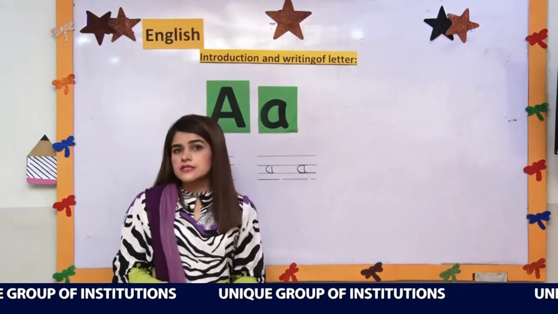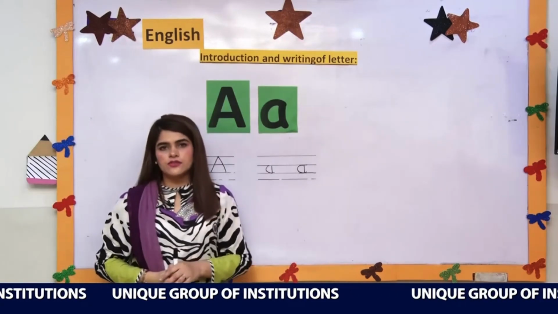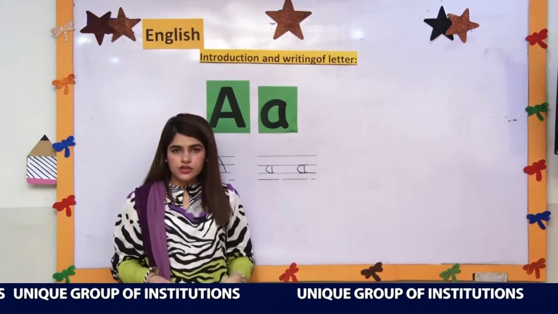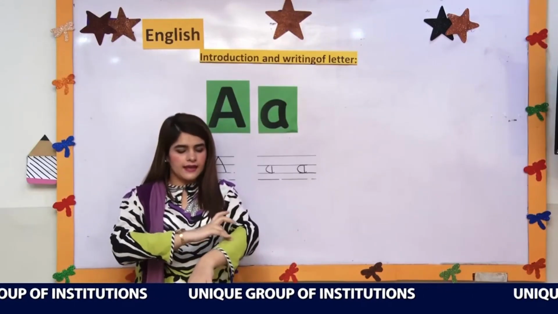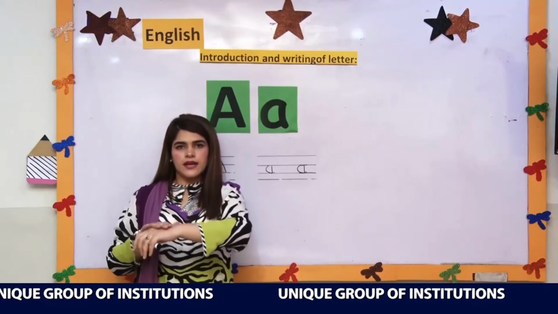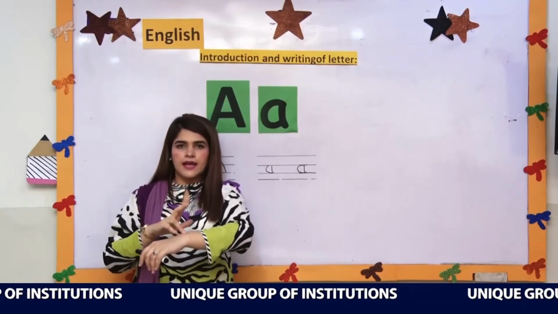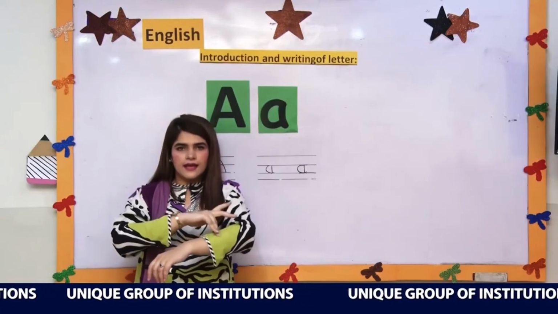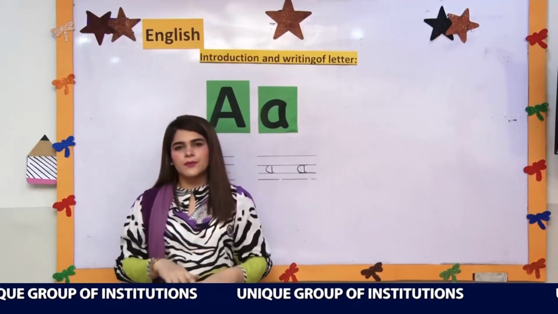So can we revise? What is the sound of A? A. What is the sound of A? A. And what is the action of A? A, A, A, A. Like ants are crawling on your arm. Do it with me. Place your hand here and then start from here. A, A, A, A, A. Ants on my arms. Very good.